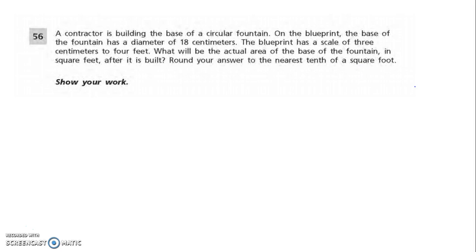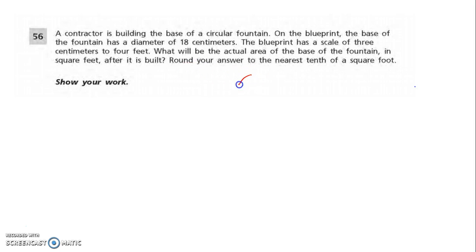A contractor is building the base of a circular fountain. On the blueprint, the base of the fountain has a diameter of 18 centimeters. The blueprint has a scale of 3 centimeters to 4 feet. Every 3 centimeters will represent 4 feet. What is the actual area of the base of the fountain in square feet after it is built? Round your answer to the nearest tenth of a square foot.